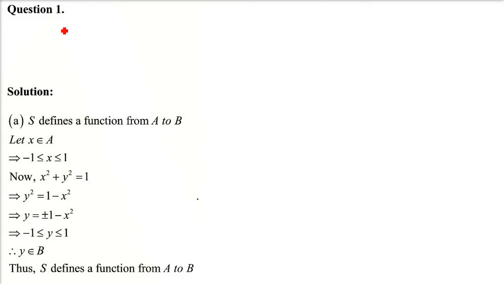So the first question: we have A, B, C, all these sets, and there are other sets also, S and S0. Let me write the relevant sets. A is given as x belongs to R, and x is in between -1 and 1. This is A, and this is also B, so A and B are the same. C is also given, x belongs to R, x is greater than or equal to 0. But we won't require it, so I'm not writing it.